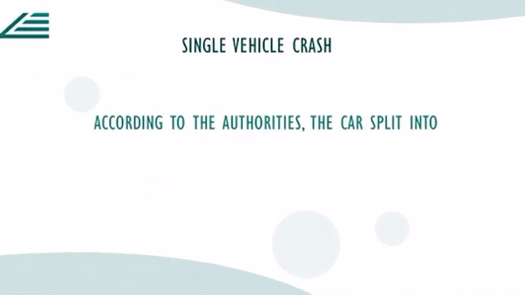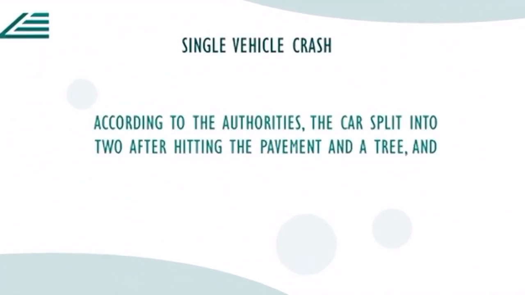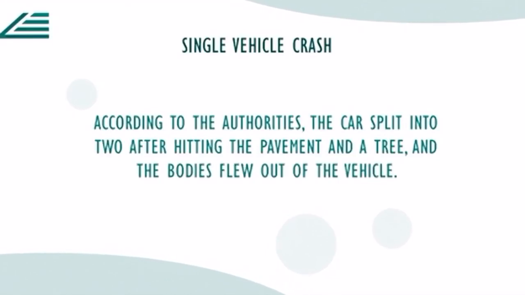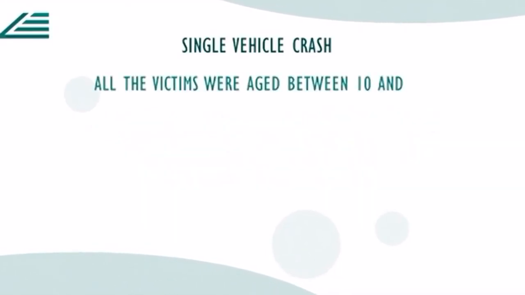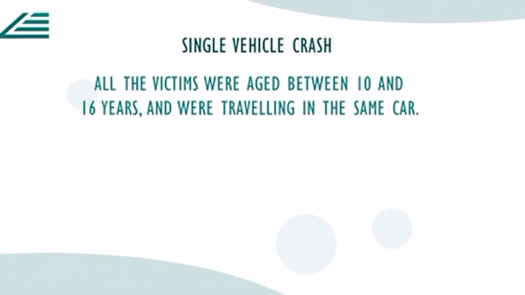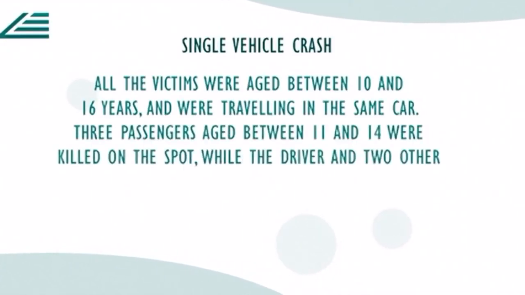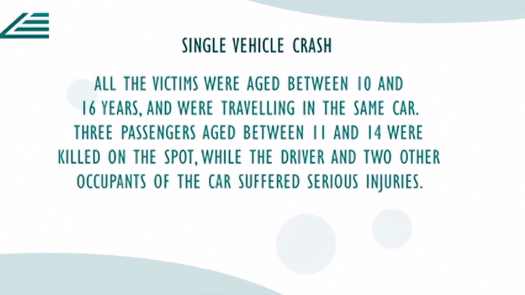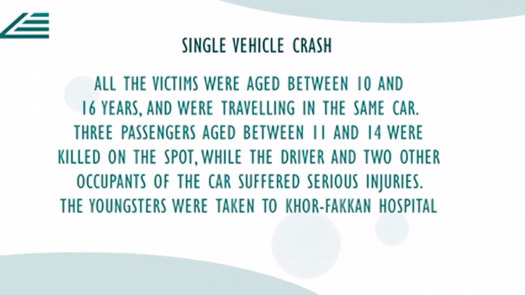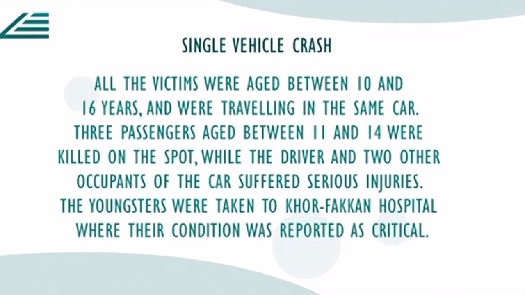According to the authorities, the car split into two after hitting the pavement and a tree, and the bodies flew out of the vehicle. All the victims were aged between 10 and 16 years and were traveling in the same car. 3 passengers aged between 11 and 14 were killed on the spot, while the driver and 2 other occupants of the car suffered serious injuries. The youngsters were taken to Khor Fakkan Hospital, where their condition was reported as critical.